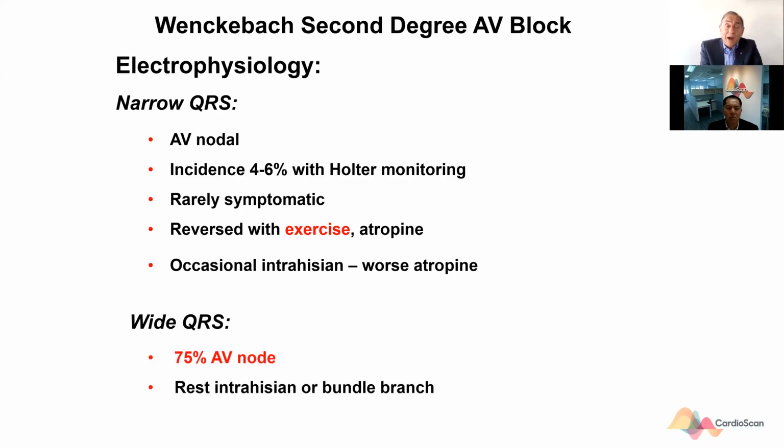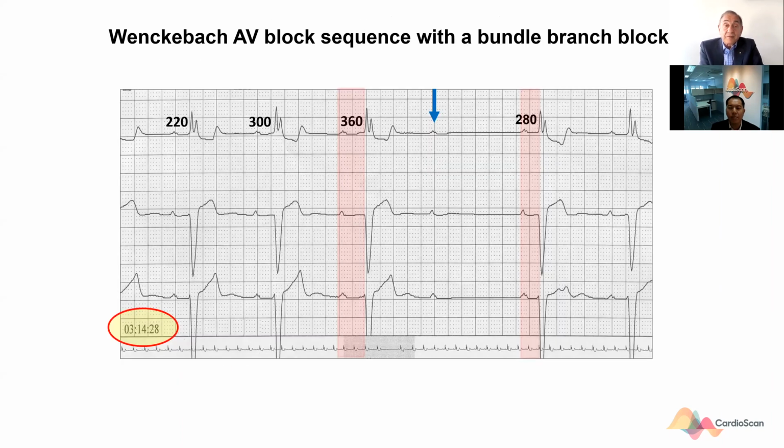The wide QRS, we all think of this together with Wenckebach, that this has to be distal. But in fact, 75% of the cases still occur in the AV node and then therefore there is a second conduction abnormality in one of the bundle branch blocks. Some of these, of course, are intrahisian and may require pacing.